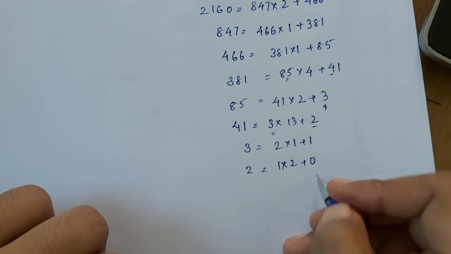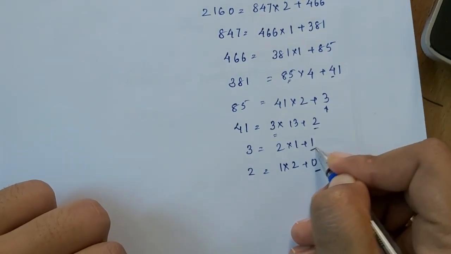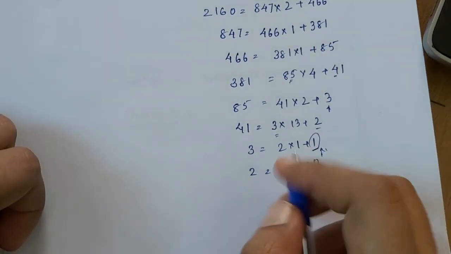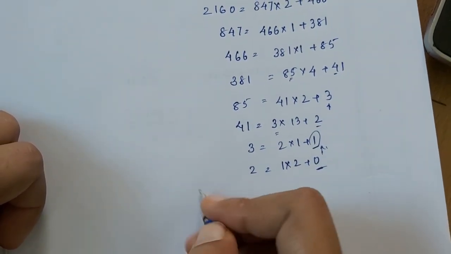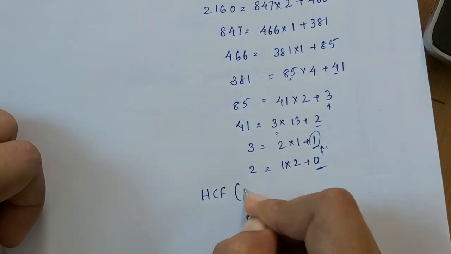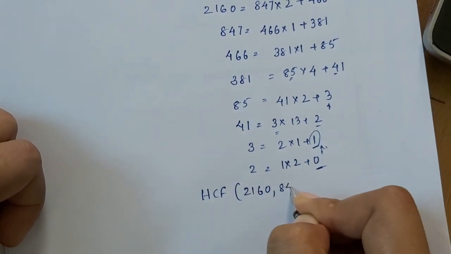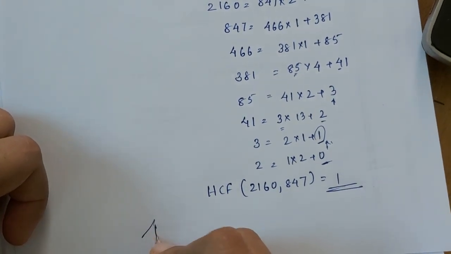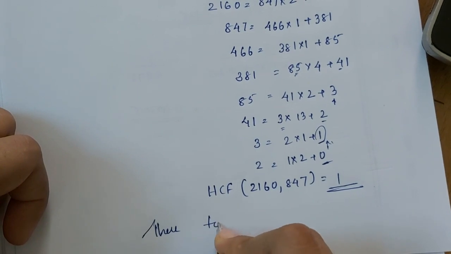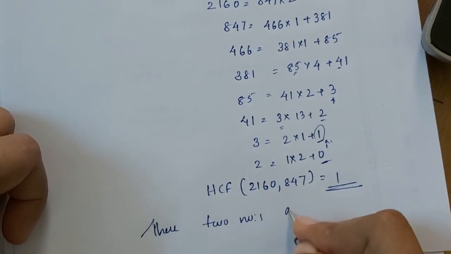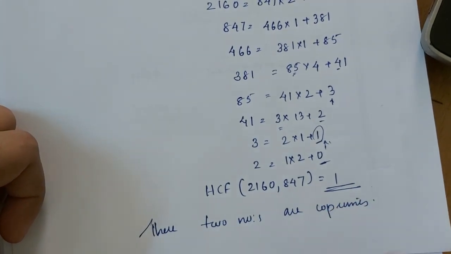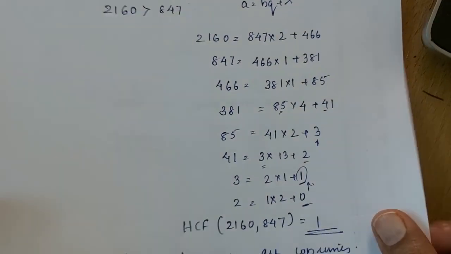Here the remainder value is 0, so we have to go to the previous non-zero remainder, which is equal to 1. So HCF of 2160 and 847 is equal to 1, which means these two numbers are co-primes because the highest common factor is equal to 1. No other numbers are factors of these two numbers. Next question.